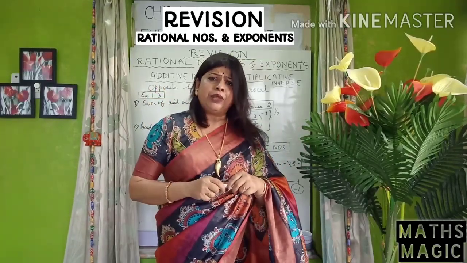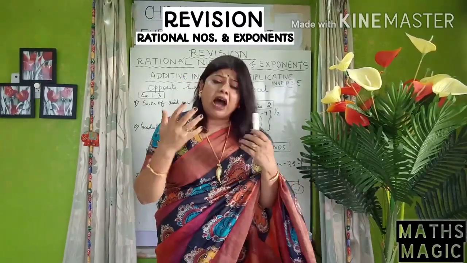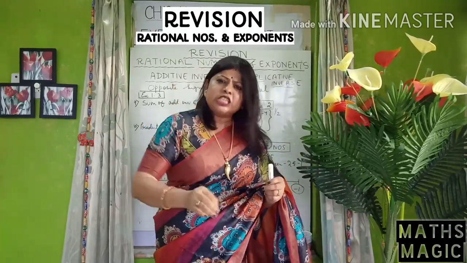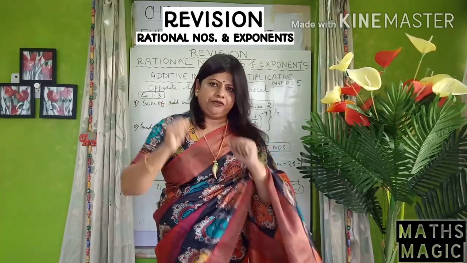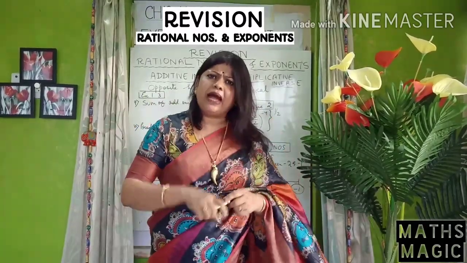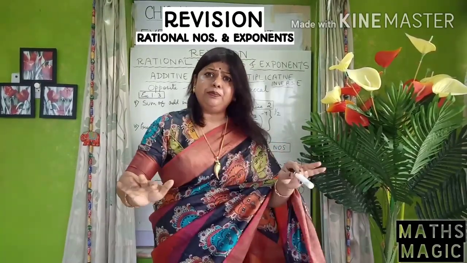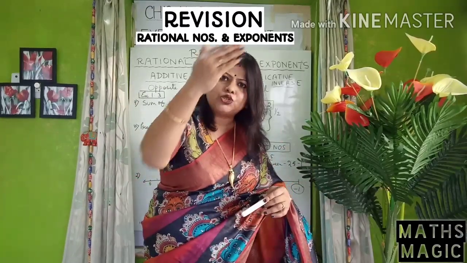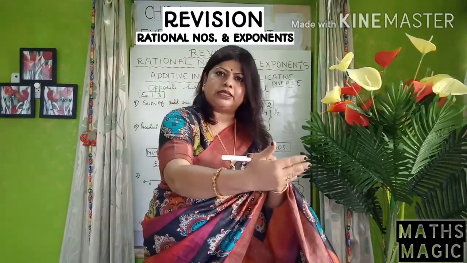Now I have seen the most complicated question which students find, or students have problem in this particular question, that is additive inverse and multiplicative inverse. Now students, this is something very simple. What do you mean by additive inverse? Additive inverse means opposite sign. Very simple. Additive inverse of plus 2 is minus 2. Additive inverse of minus 2 by 3 is plus 2 by 3. So remember, additive inverse is opposite sign.